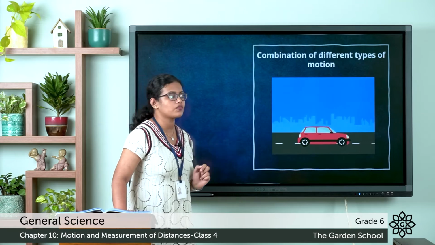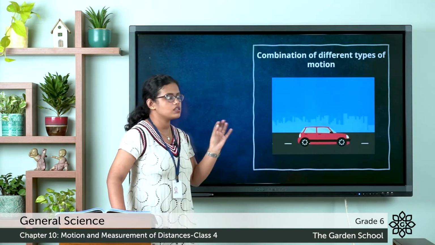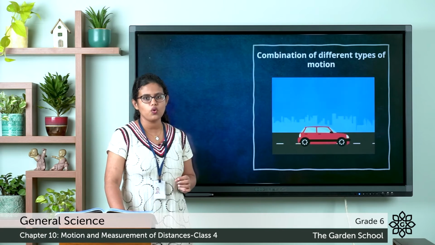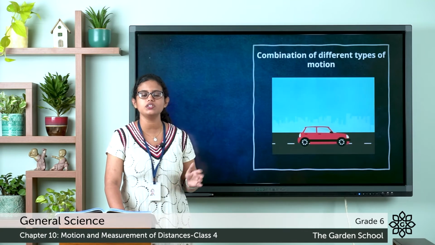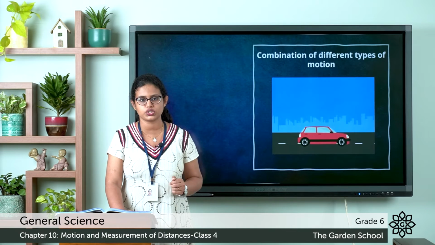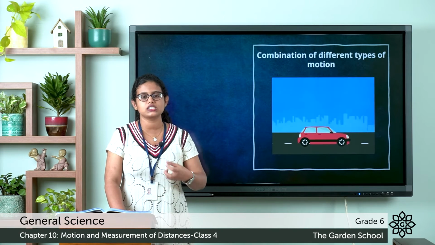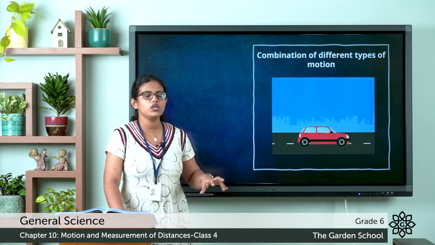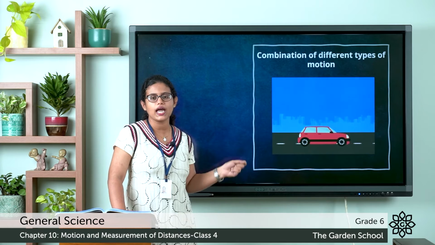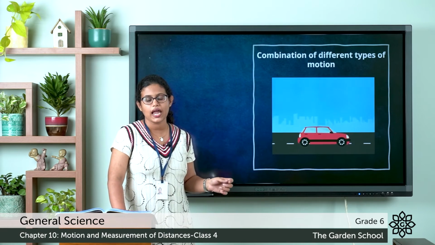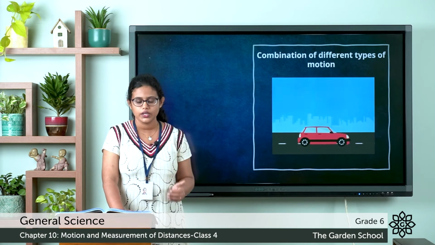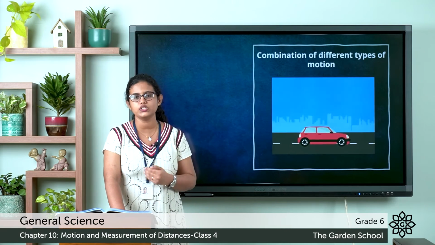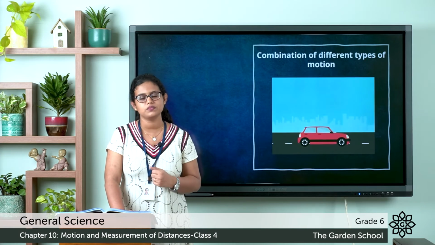What about the wheels of this car? We know the car is moving along a straight path, so the wheels undergo both rectilinear motion and rotational motion. What is rotational motion? It is a type of motion where an object moves along a circular path. So here we can see there is more than one type of motion at the same time. So we can conclude that an object shows more than one kind of motion at the same time.